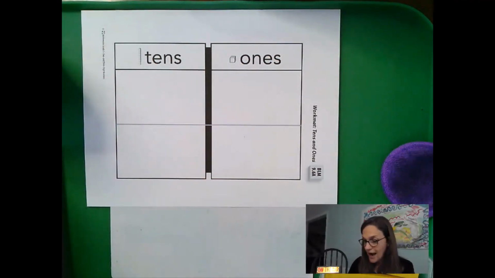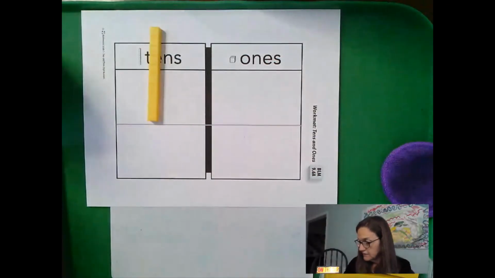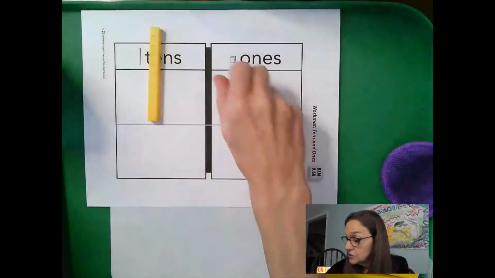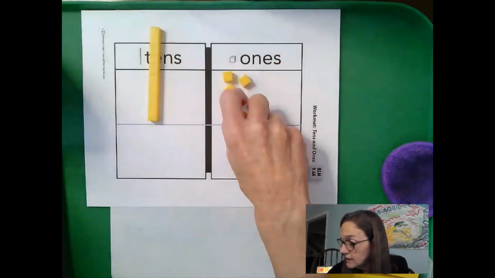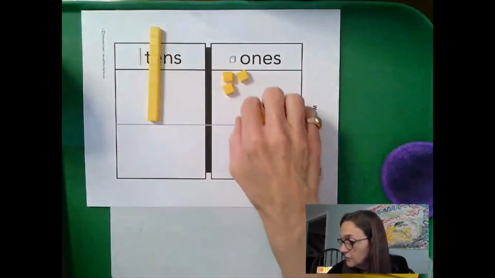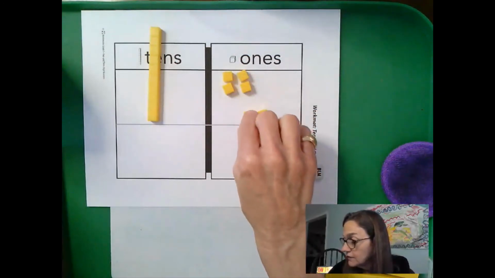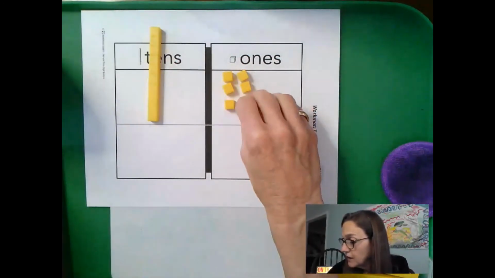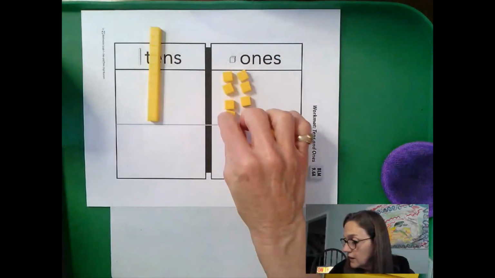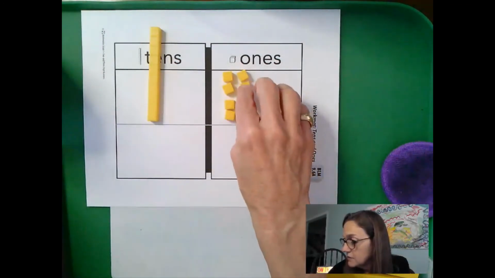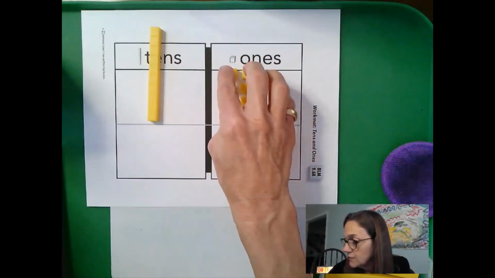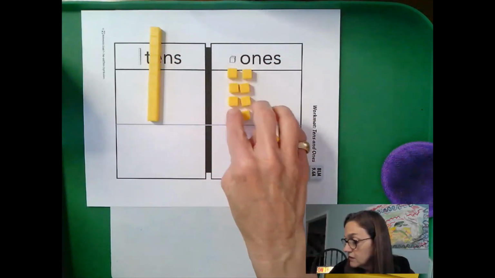I'm going to choose a number. I pick 19, okay? 1, 2, 3, 4, 5, 6, 7, 8. Bet if I straighten them up, they'll fit neater.